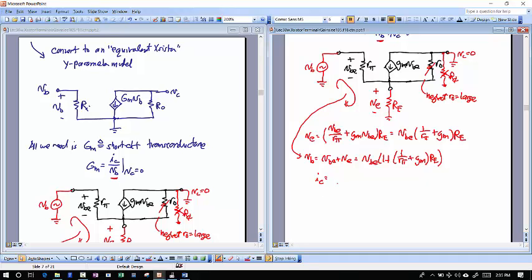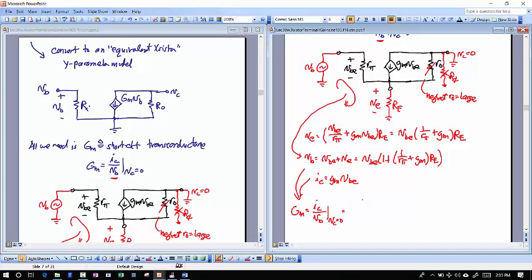IC is just equal to GM times VBE, because that's going straight through a short to VC equals 0 there. I shorted the output there. And so now I can take these two and write out an expression for my capital GM, which again is IC over VB with VC equal to 0.